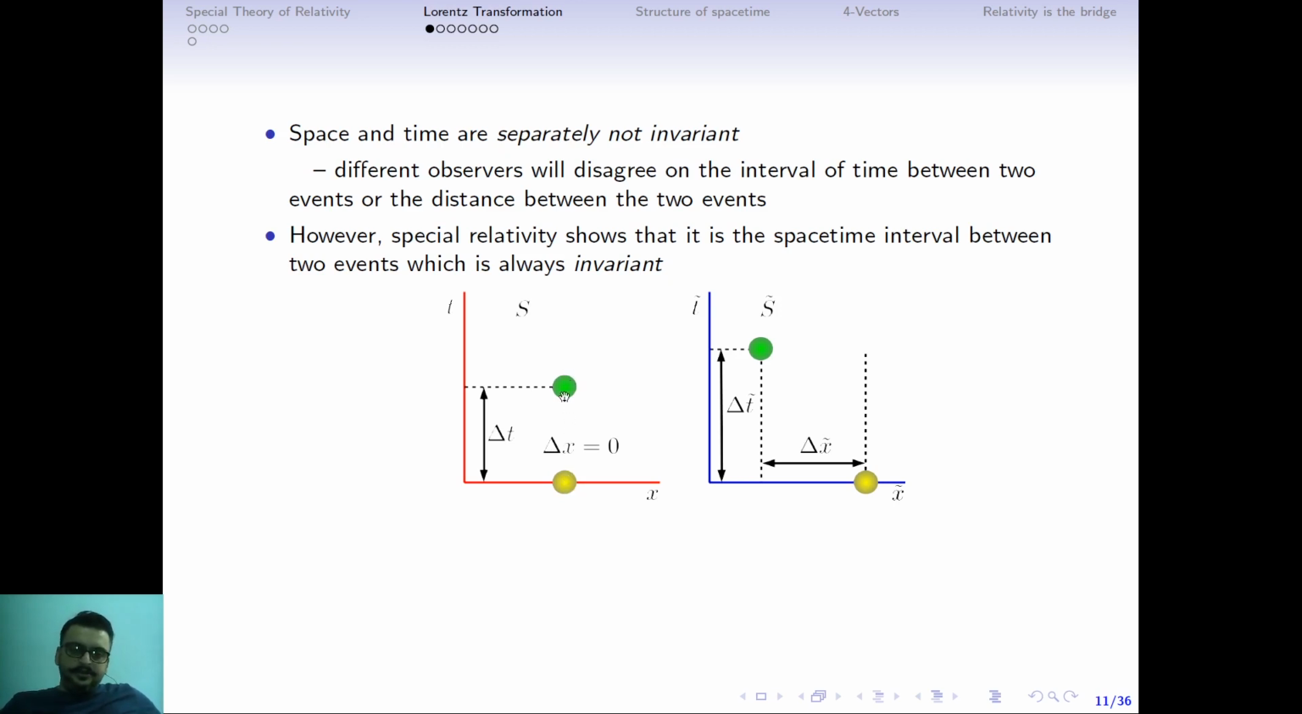We want to find out what is the space-time interval between these two events. We want to find it out using two different frames. One frame is a stationary frame and the other frame is a moving frame. We will try to find out what happens in this case using these two different frames.